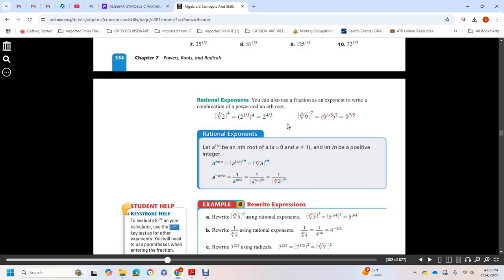Rational exponents: let a to the 1/n be the nth root of a, where a is greater than 0 and not equal to 1. Let m be a positive integer. Then a to the m/n is equal to a to the 1/n, to the m, or the nth root of a to the m. And a to the negative m/n equals 1 over a to the m/n, or 1 over the nth root of a to the m.